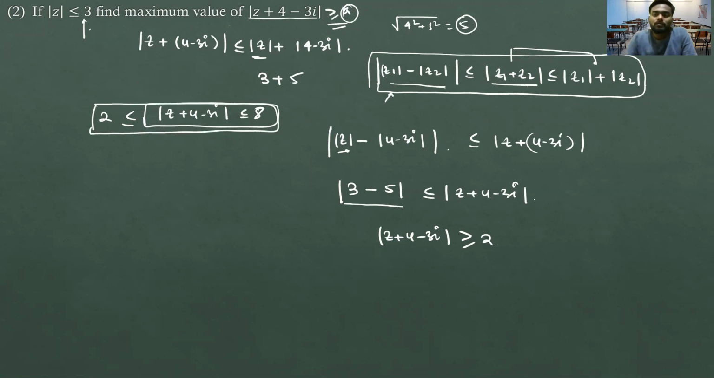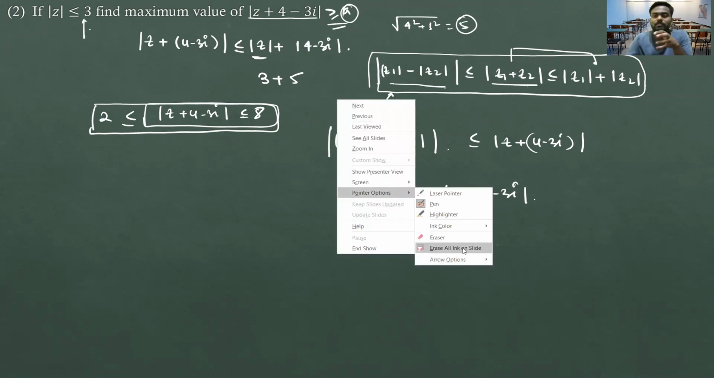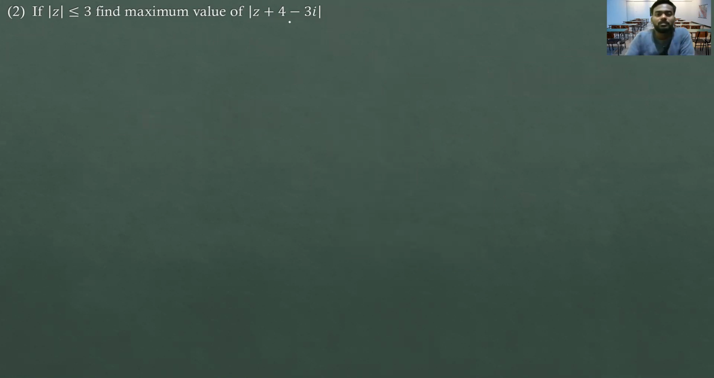Now there is one more approach by which you can solve this question. Look properly: if we use geometry here, it will be easier to solve. Basically we can write this as modulus of z minus of minus 4 plus 3i. I have told you that the distance between z1 minus z2 is basically the distance between z1 and z2. So we need to find the maximum value, or minimum value.